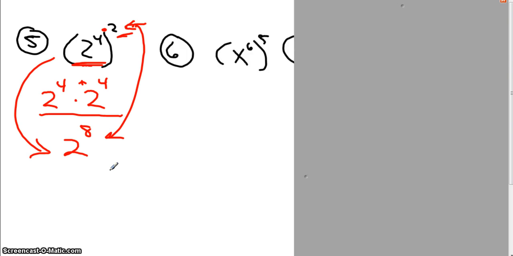Let's try it with an x to the 6th to the 5th. Okay, so what is x to the 6th to the 5th? Christina? It's x to the 6 plus 5. Okay. So 6 plus 5. If it was 6 plus 5, we would have this: x to the 6th times x to the 5th, but that's not what we have.